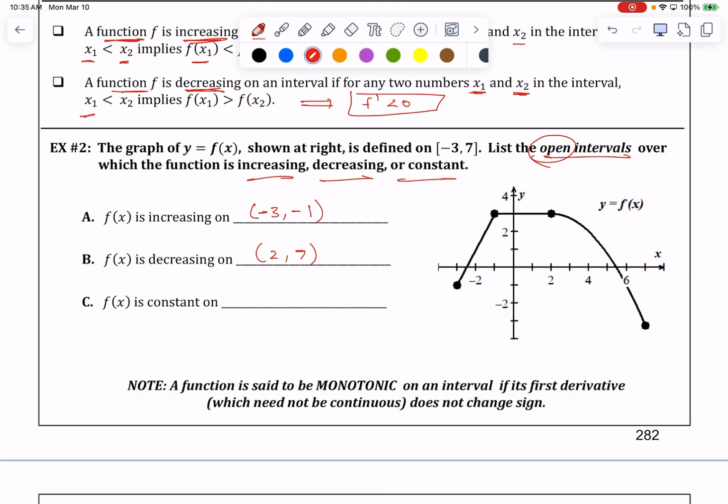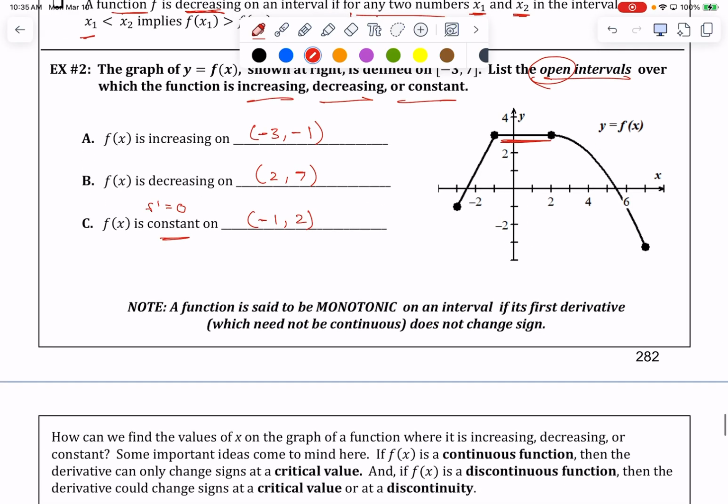And now constant, that's going to be where it has slopes of what? Everybody write a note to yourself: constant slope of 0. That's where it peaks out, and it stays there, it plateaus. That's from negative 1 to 2. Parentheses always.